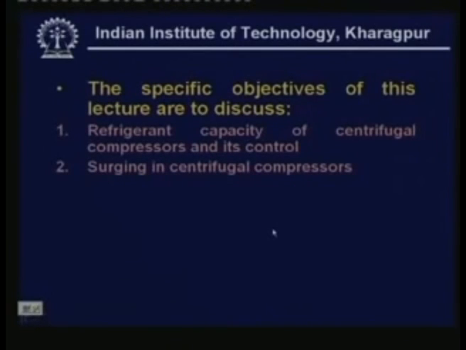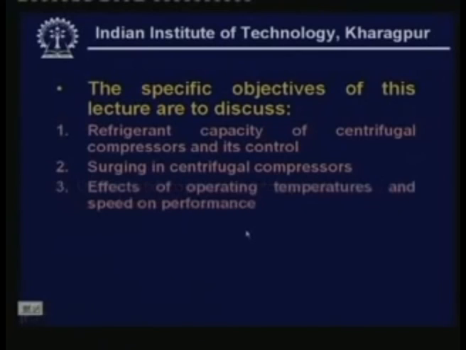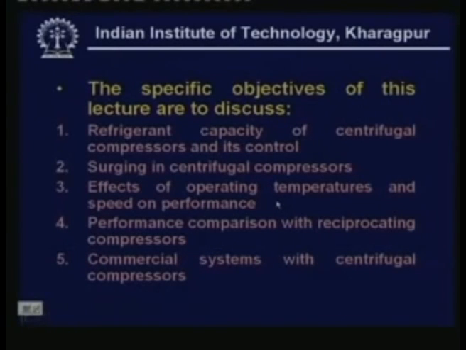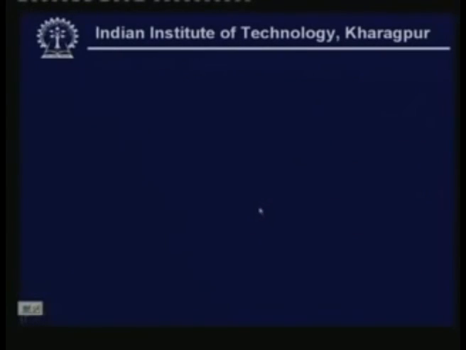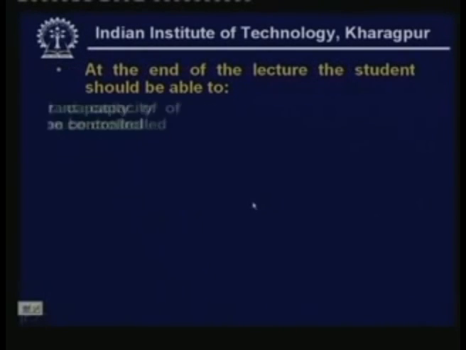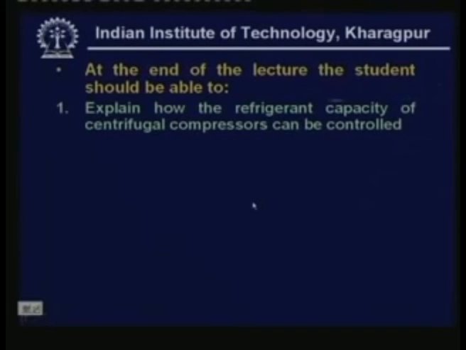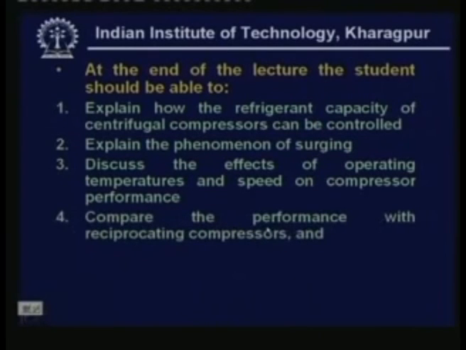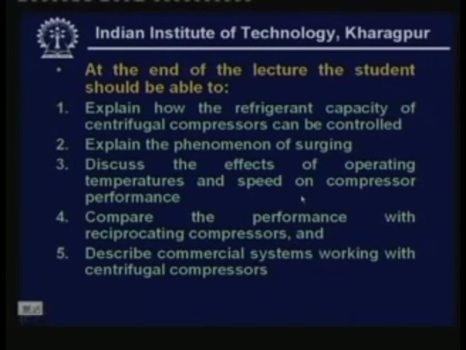discuss the phenomena of surging in centrifugal compressors, discuss the effects of operating temperatures and speed on performance, performance comparison with reciprocating compressors, and finally discuss briefly commercial systems with centrifugal compressors. At the end of this lecture, you should be able to explain how the refrigerant capacity of centrifugal compressors can be controlled, explain the phenomena of surging, discuss the effects of operating temperatures and speed on compressor performance, compare the performance with reciprocating compressors, and finally describe commercial systems working with centrifugal compressors.